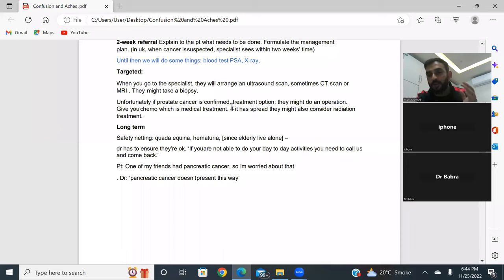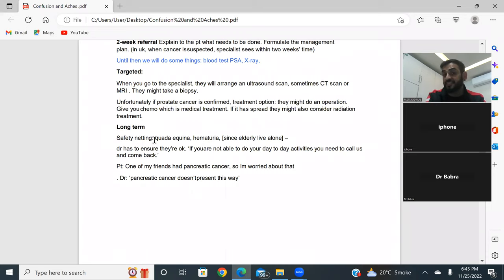We don't want the patient to be fearful and say, okay, I'm not going anywhere, I'm going home. So you will be very cordial with the patient and you will say, would you like to discuss the treatment options with me in case it turns out to be prostate cancer? Involve the patient, not saying it in a parrot way, okay?